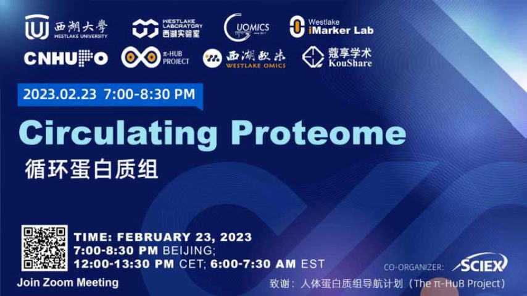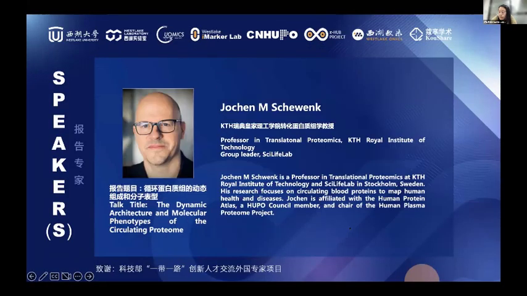So Dr. Xuan is a professor in translational proteomics at KTH Royal Institute of Technology and Science for Life Laboratory in Stockholm, Sweden. His research focuses on circulating blood proteins to map human health and diseases. Zhouchen is affiliated with the Human Protein Atlas, a HuB Council member and chair of the Human Plasma Protein Project. His talk today is the dynamic architecture and molecular phenotypes of the circulating proteome.